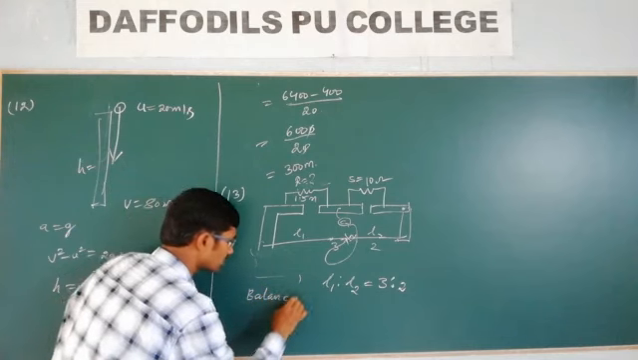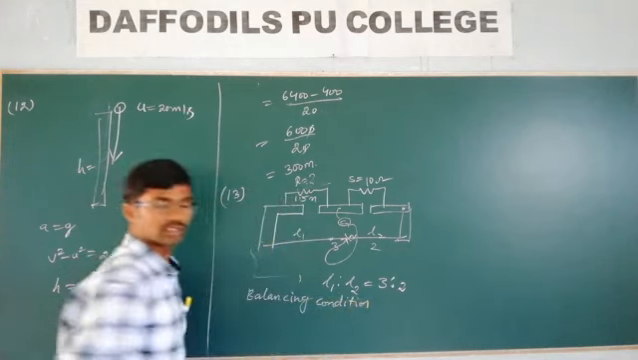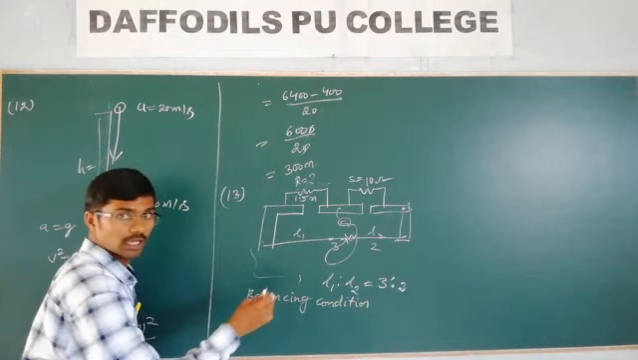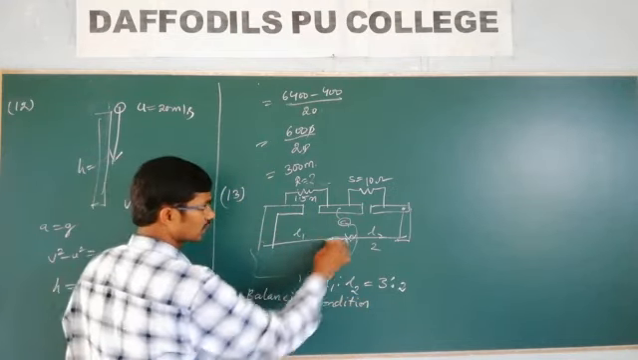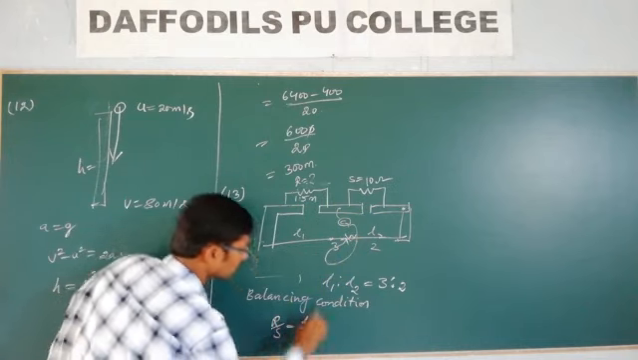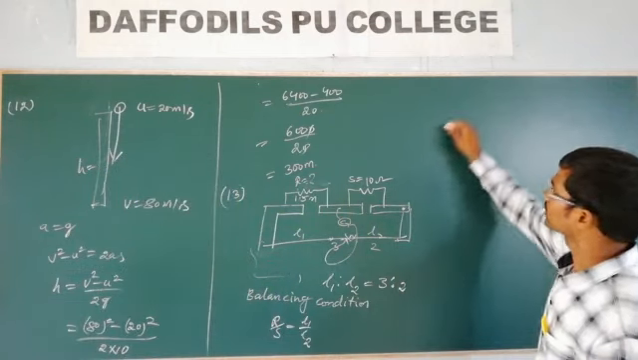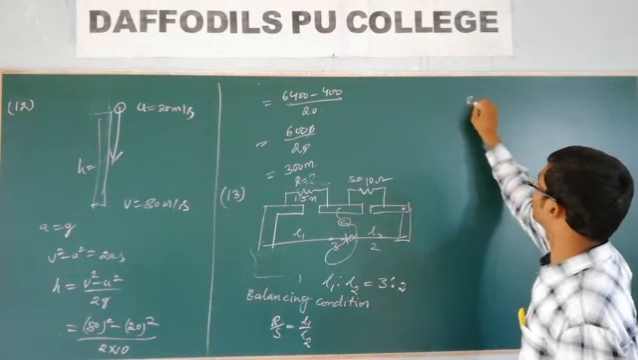Then for 1 ohm, what is the resistance value we need to find? Now from the balancing condition of the resistance network, what is it according to balancing? P by Q is equal to R by S. Or here R by S is equal to L1 by L2. So R by S is equal to L1 by L2.